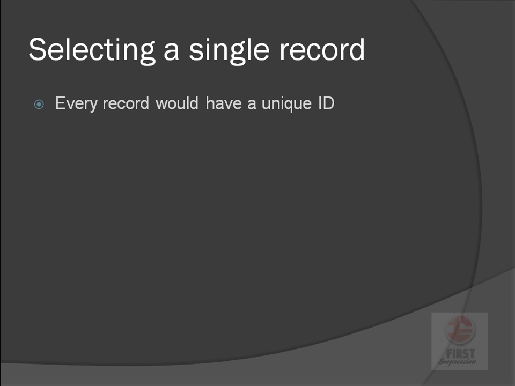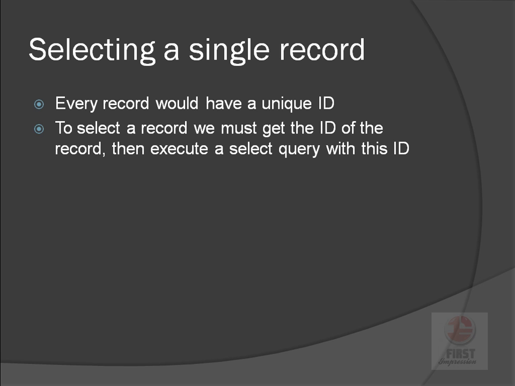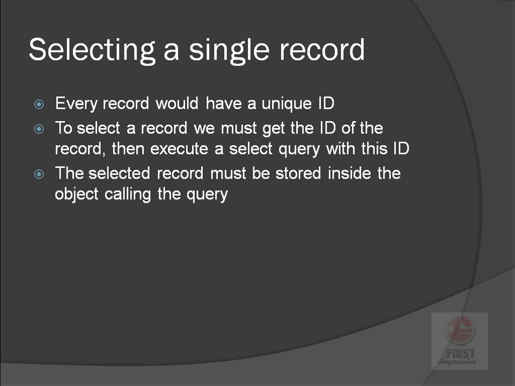Now when you want to select a single record, you have to understand that every record will have a unique ID. To select a record, we must get the ID of the record, then execute a select query with this ID. The selected record must be stored inside the object calling the query.